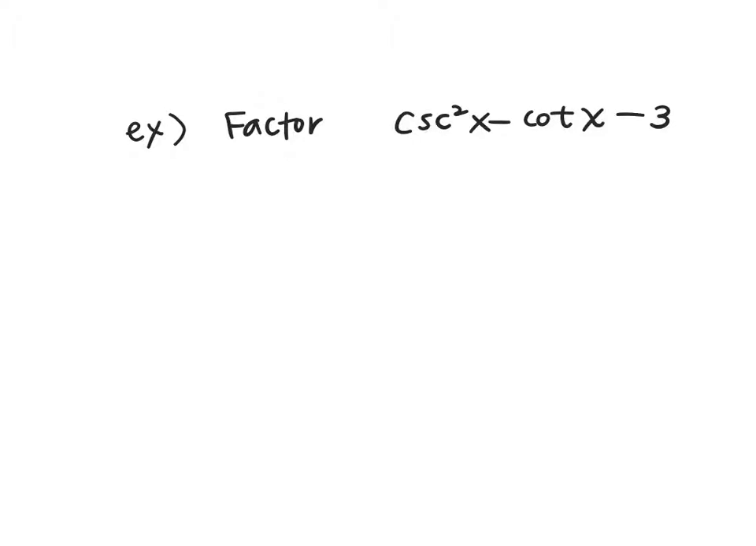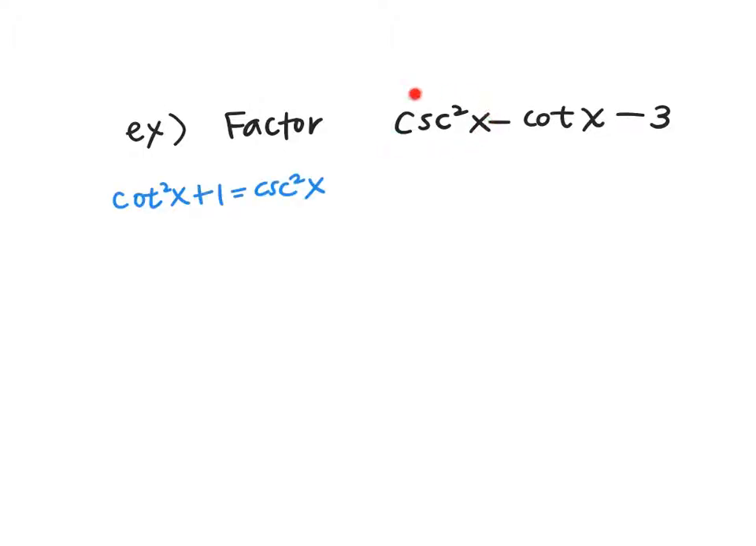Factor cosecant squared x minus cotangent of x minus 3. So notice that unlike the previous problems we were doing where you had common factors here, like all cosecant of x's or cotangent of x's, these are different. So the first step is to rewrite the expression using a single trig function. So all in terms of cosecant x's or cotangent of x's.